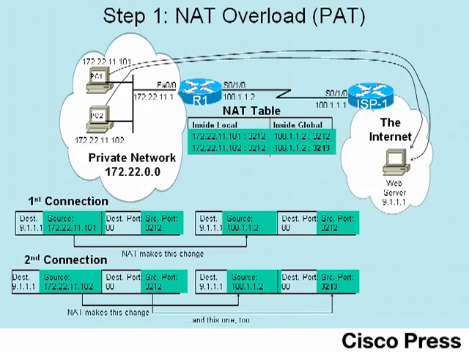Also note that these two TCP connections both are using the same inside global IP address. In fact, you can have around 65,000 concurrent TCP connections sharing that same IP address, which is how NAT Overload, in other words PAT, saves on globally routable IP addresses.